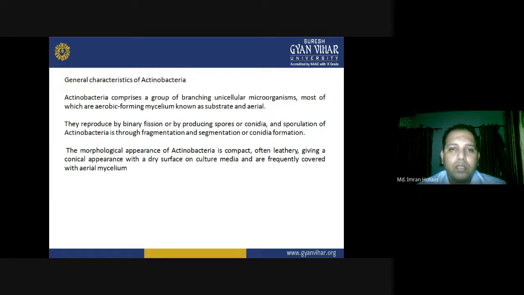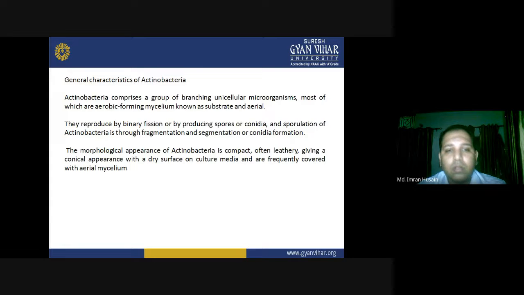General characteristics of Actinobacteria. Actinobacteria comprise a group of branching unicellular microorganisms, most of which are aerobic, forming mycelium known as substrate or aerial. They reproduce by binary fission or by producing spores or conidia, and sporulation of actinobacteria is through fragmentation and segmentation or conidia formation.